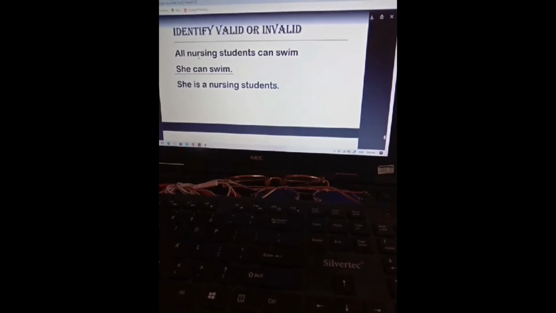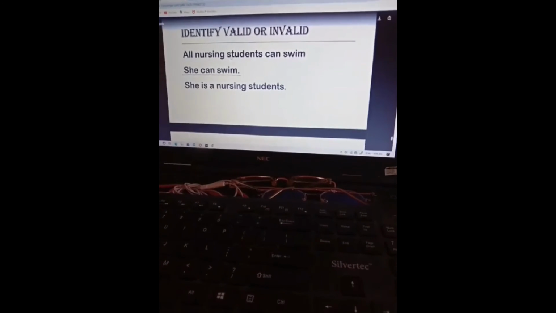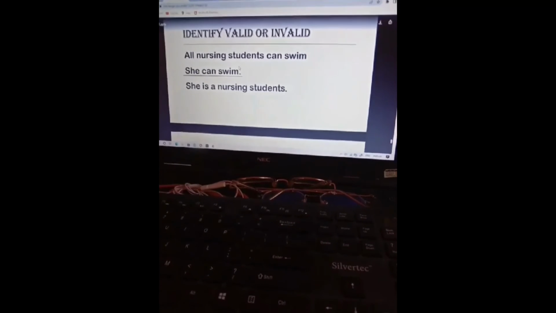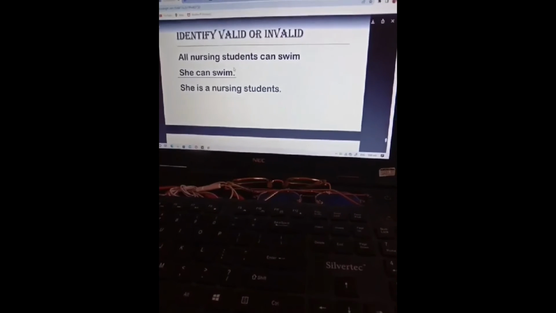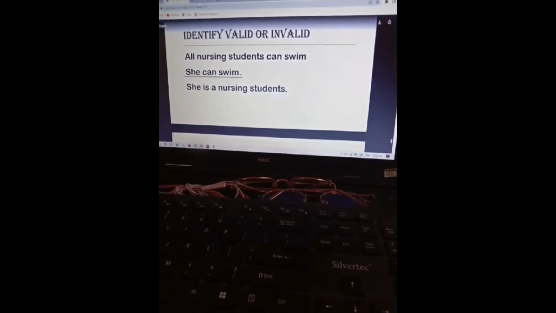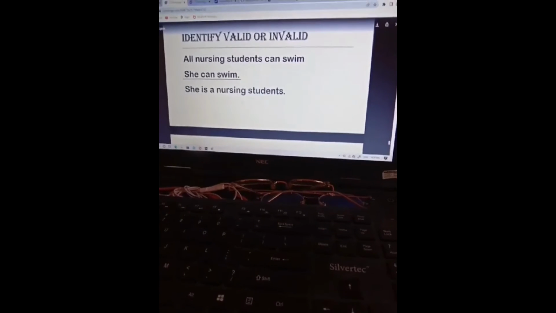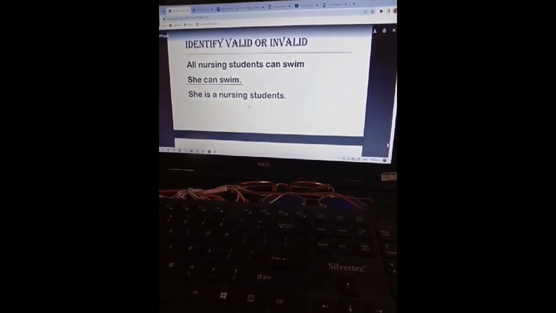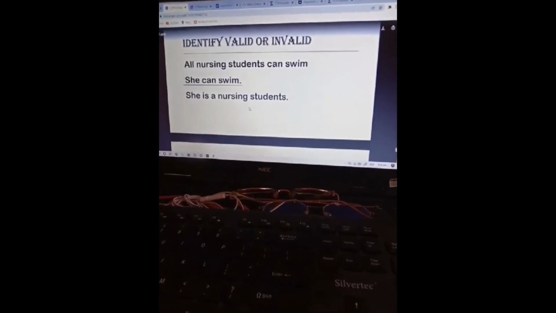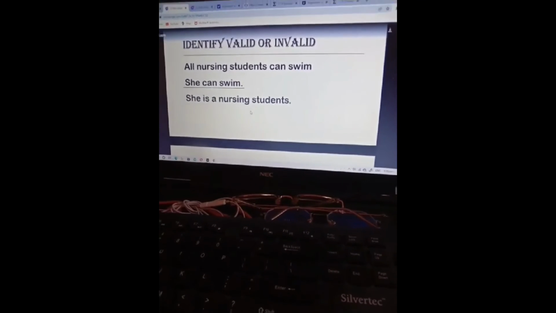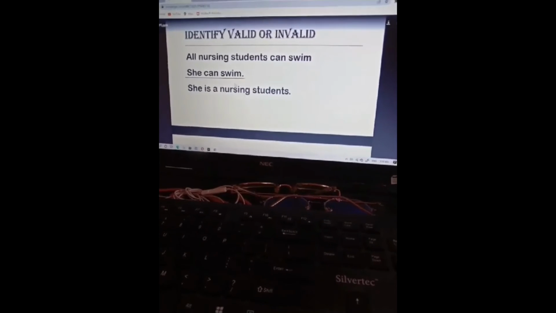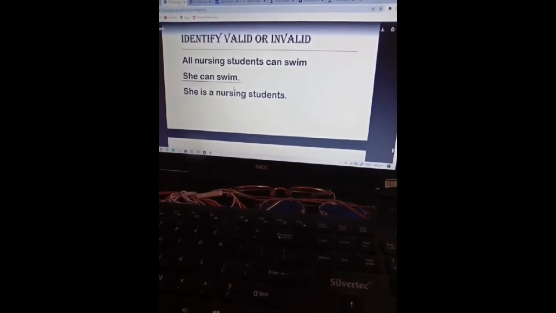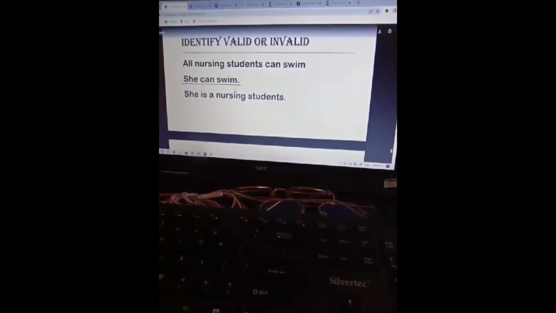Ito po yung pangatlo kong example. Identify valid or invalid. All nursing students can swim. She can swim. She is a nursing student. So, ang sagot dito ay invalid. Kasi, alangan naman, nag-demo ka sa pagiging nursing student. And then, mag-swimming ka. So, hindi naman siya kaugnayan. Wala siyang kaugnayan sa isa't isa, kaya invalid siya.